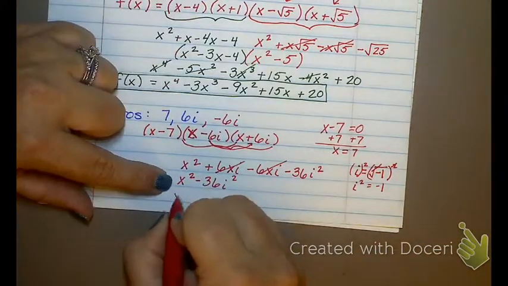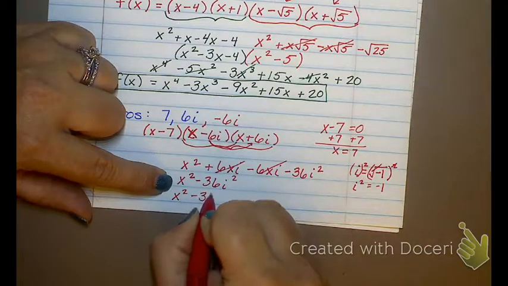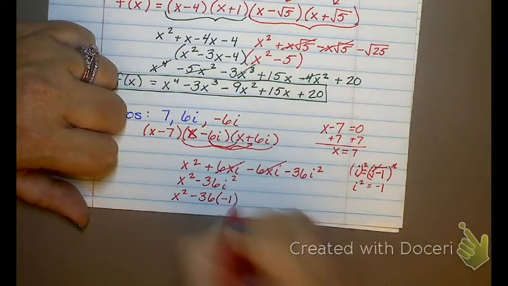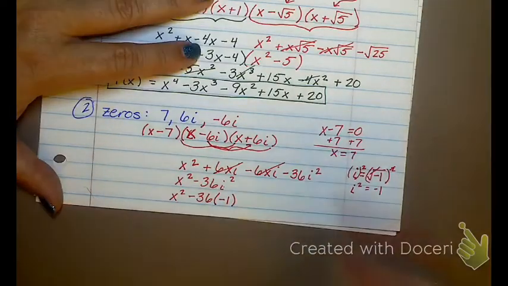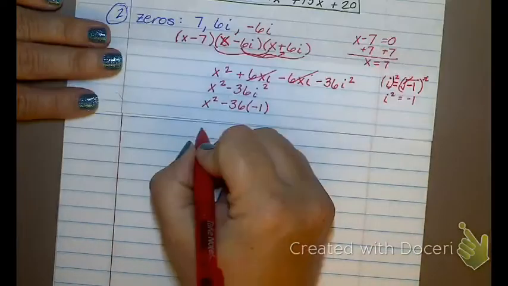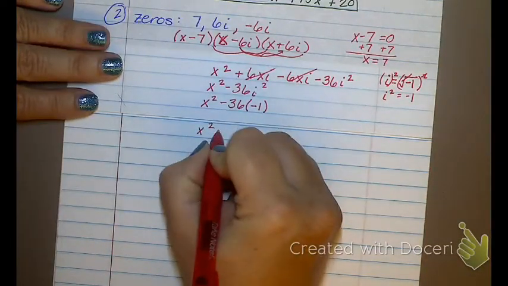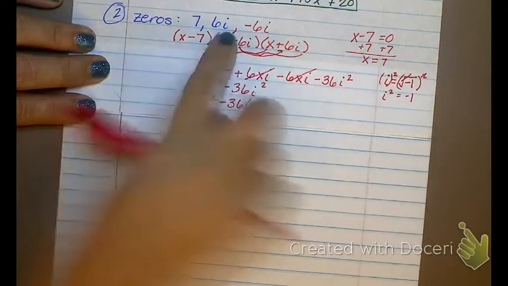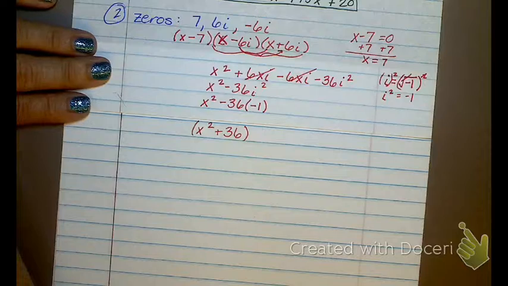So I'm going to take this x squared minus 36, and instead of i squared, I'm going to replace it with negative 1. So what does that become? 36, positive. So I really have x squared plus 36 is how I got the answer of 6i and negative 6i. Yes? Why can't you just do that to start off with?